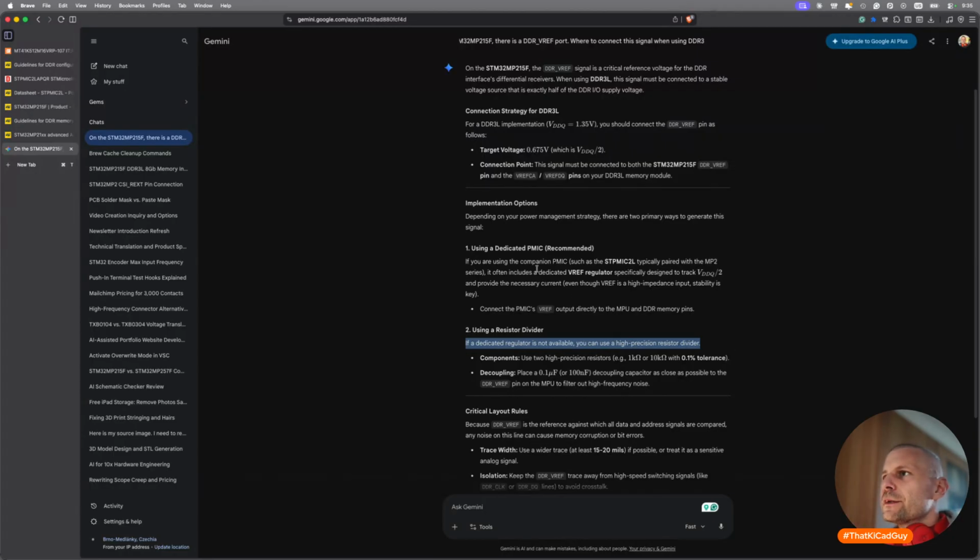Yes, that's our case. Dedicated PMIC. Exactly, this is the one we are using. Yes, typically paired with the MP2 series. It often includes a dedicated VREF regulator specifically designed to track VDD-Q/2 and provide the necessary current. Connect the PMIC VREF output directly to the MPU and DDR3 memory pins.